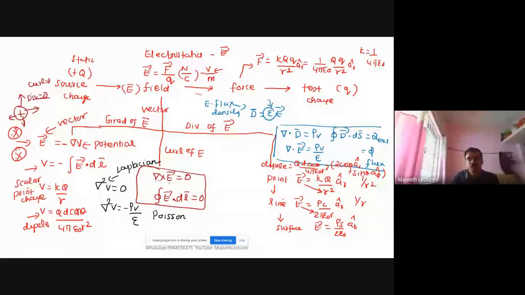Poisson equation. Right? This is called the Laplacian equation. So from the electric field, the divergence of the electric field results in these values, and the curl of the electric field results in these values. You see, we have differential form and integral form. This is the differential form. This is the integral form.